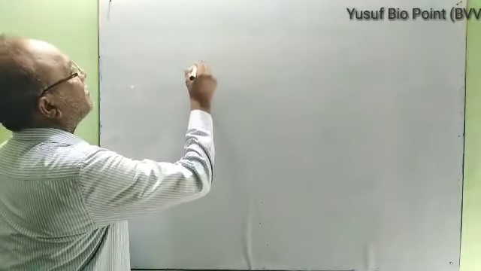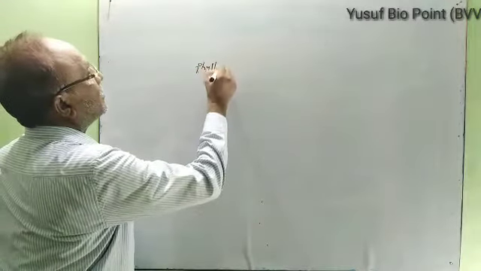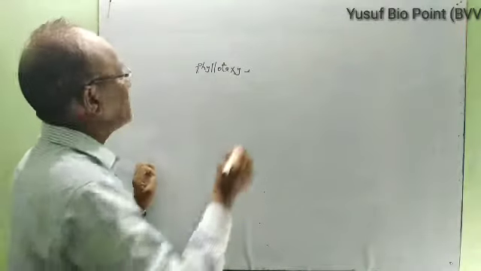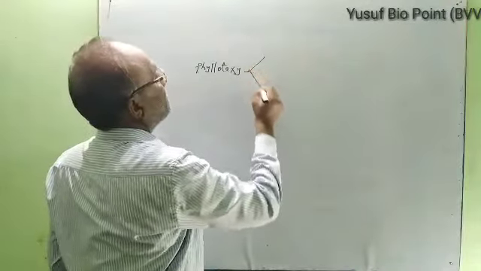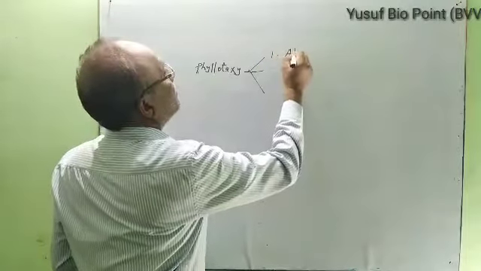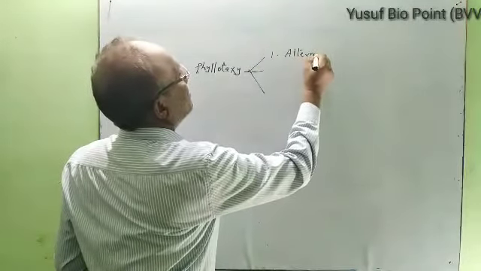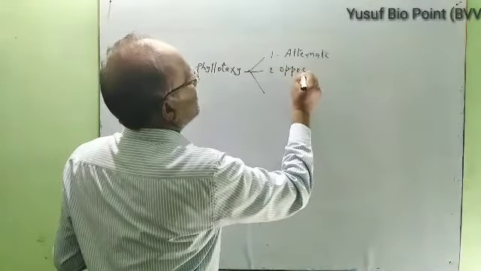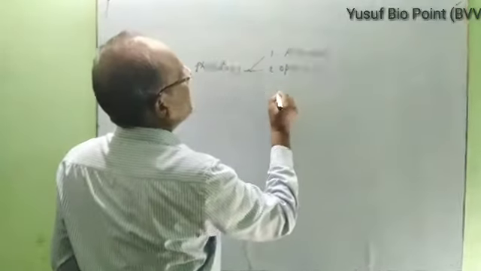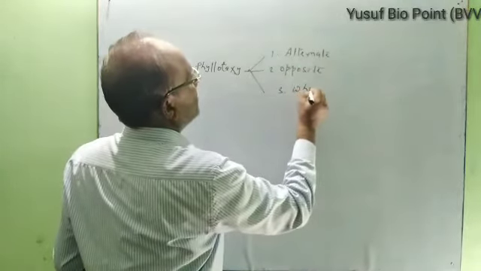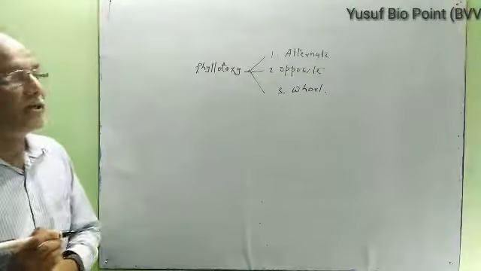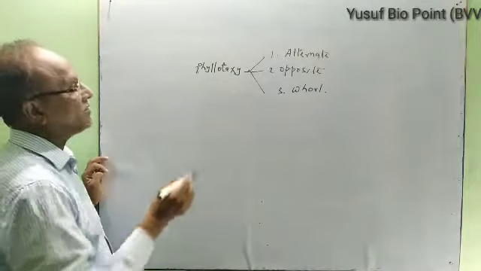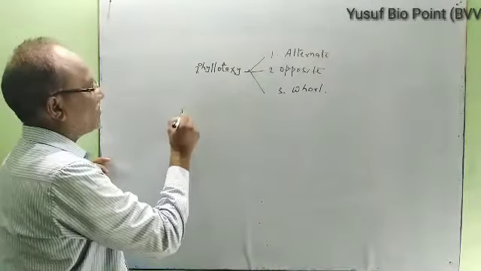Now the phyllotaxy. That is the arrangement of leaves. Three types: one is alternate, opposite, all. So these are the three types of phyllotaxy. Now we see first what is the alternate type of phyllotaxy.